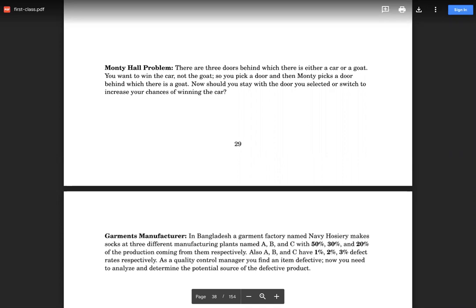There apparently used to be a show, and you can Google it. It's called the Monty Hall Show. So it's kind of funny. So in the show, you would have 3 doors. Let's call them door 1, door 2, and door 3. Behind these 3 doors, there will be one door that has a car, and the 2 other doors are going to have goats. Okay?